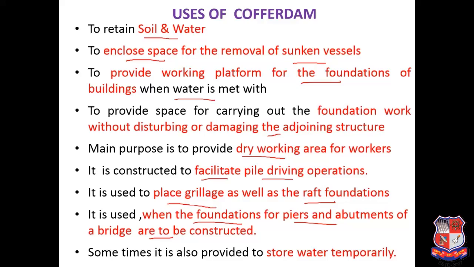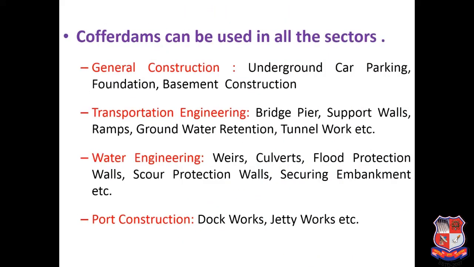Basically, piers are the internal pillars which are provided in a bridge, and the end supports of the bridge are generally called abutments. Sometimes it is also used to provide support. In all sectors we can utilize this cofferdam, right from general construction work like underground car parking, basement etc. In all the transportation engineering work, bridge, pier, support wall, then in water engineering for construction of weir, culvert, scour protection walls etc. In port construction, docks, harbors, jetty etc., we can utilize cofferdams.